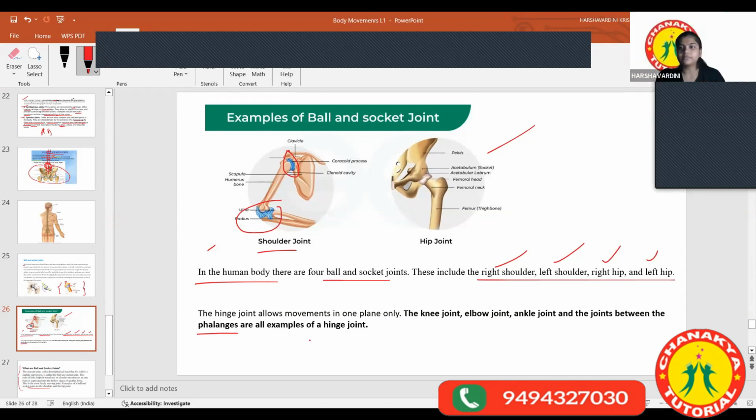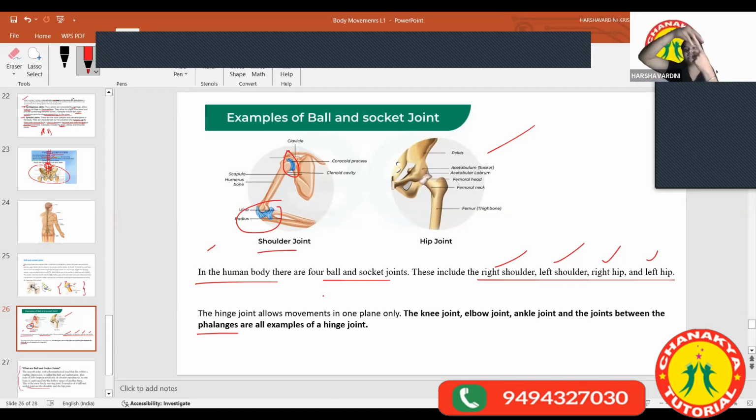Yeah. You have a joint here, you have a joint here, you have a joint here, right? These joints are called hinge joints. They are also coming under hinge. Yes. And called as phalanges. No, that name is phalanx. This is a phalanx. This is a phalanx. This is a phalanx.